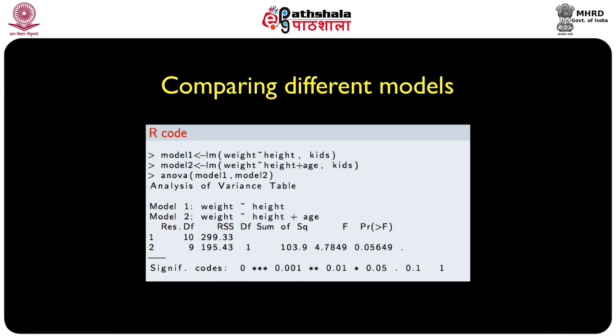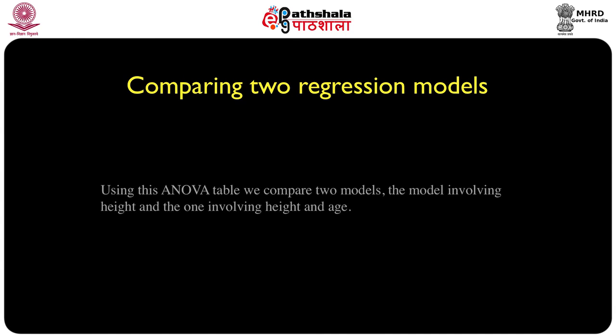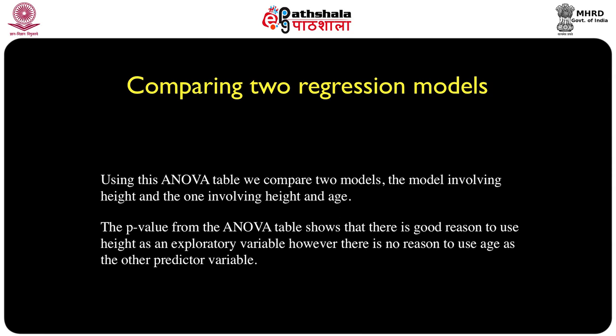As the R output, we are given the analysis of variance table, which contains the F statistic and the corresponding p-value for comparing model 2 with 1. Using this ANOVA table, we compared the two models, the model involving height and the one involving height and age. The p-value from the ANOVA table shows that there is good reason to use height as an explanatory variable. However, there is no reason to use age as the other predictor variable, because from the ANOVA table we can see that the p-value is higher than alpha equals 0.05, which suggests that the second model is not a significant improvement over the first, where the first model just contained height as the only predictor variable.